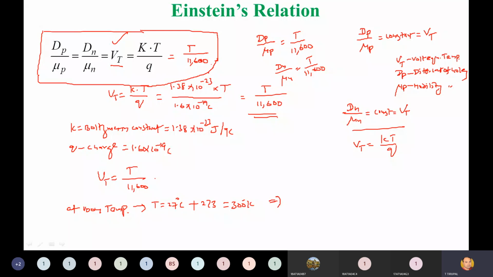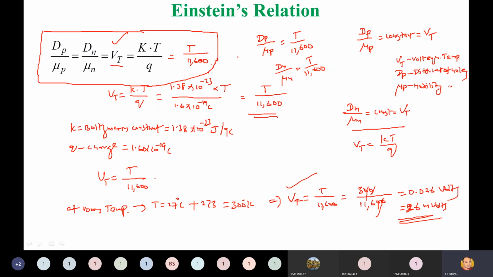What is Vt? Vt is equal to capital T divided by 11,600, that is equal to 300 divided by 11,600. Both get cancelled. If you simplify it, what answer you get? 0.026 volts. That is equal to 26 millivolts. This is the most important point. Volt equivalent temperature Vt at room temperature is 26 millivolts, or it is equal to 0.026 volts, right?